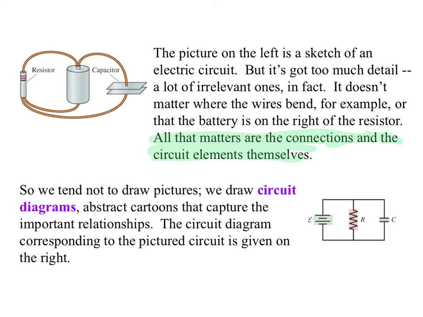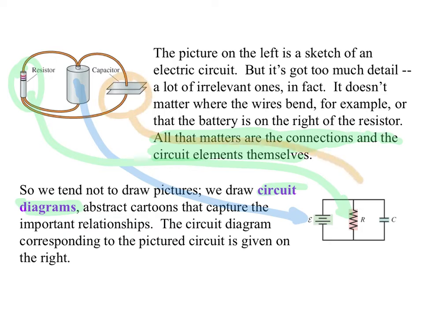So we tend not to draw pictures of circuits. Instead, we draw circuit diagrams. Abstract cartoons that capture the important relationships. The circuit diagram corresponding to this picture is this. What we have is the battery, which we represent with that, and the resistor, which is represented with that, and finally our capacitor, which is represented with this.